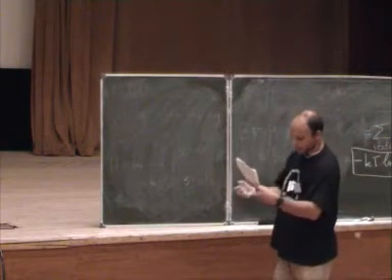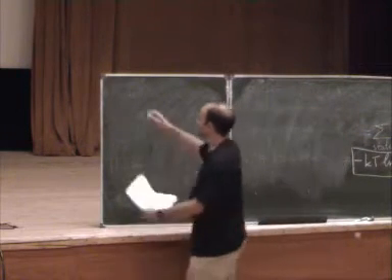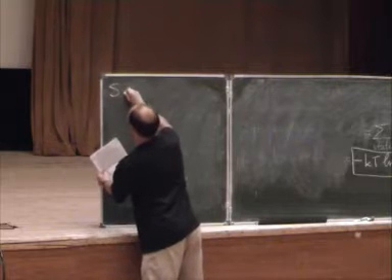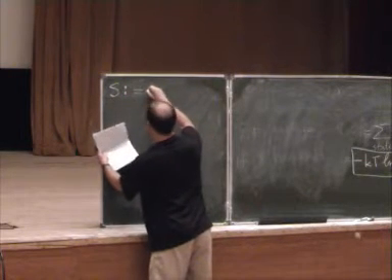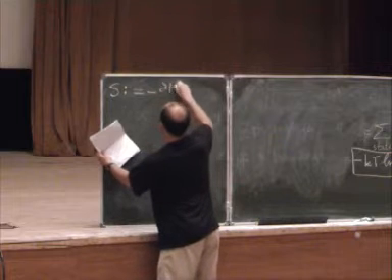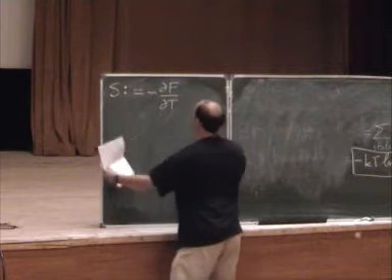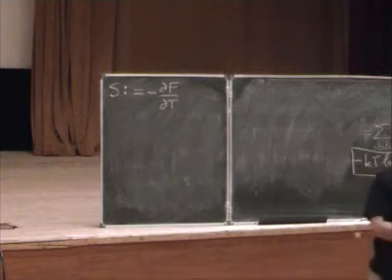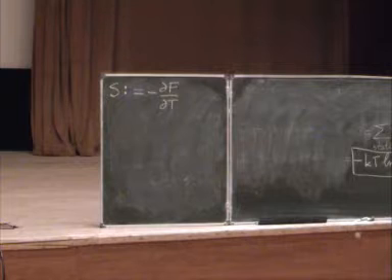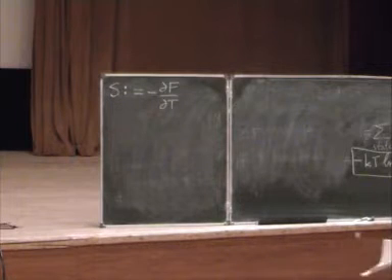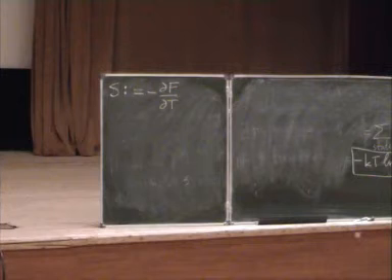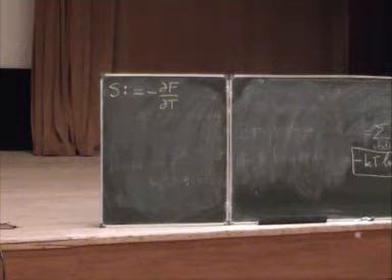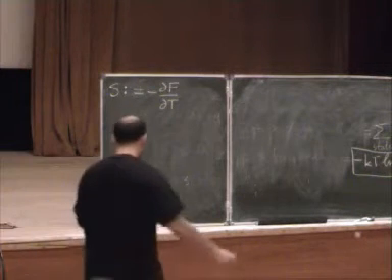Okay, so now I can compute the entropy. Again, I can define the entropy as minus dF over dT. But it would be more satisfactory to understand why it coincides with the entropy that I introduced at the beginning of the lecture. So let me prove that.